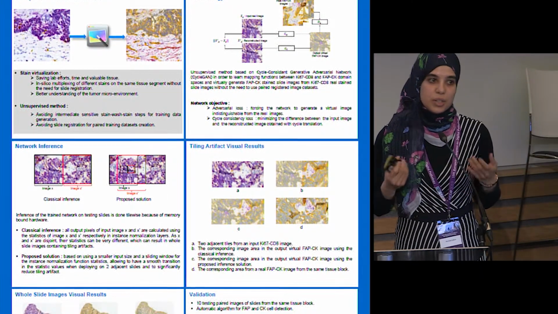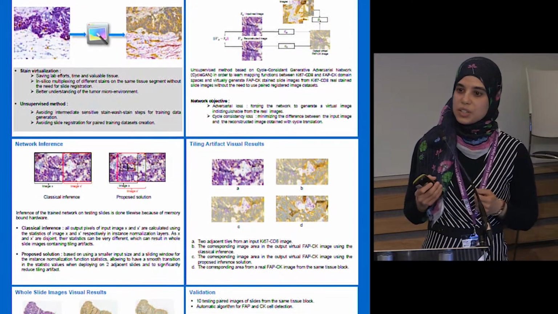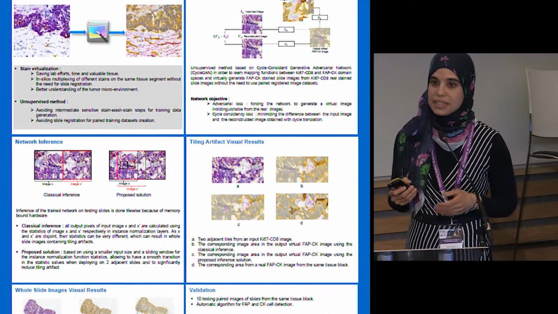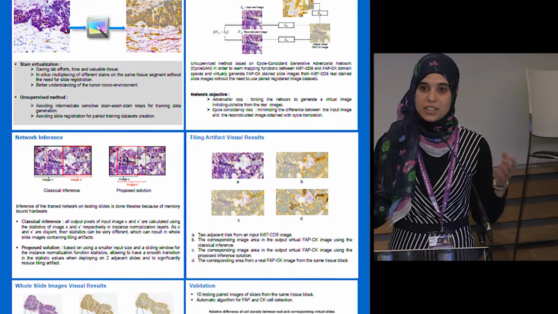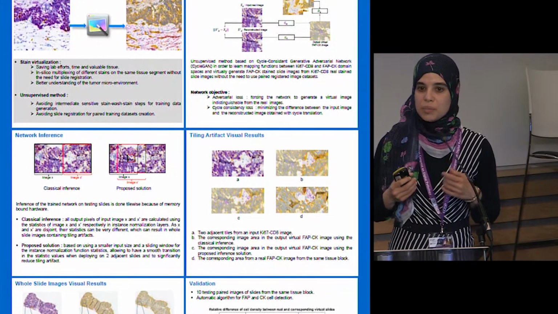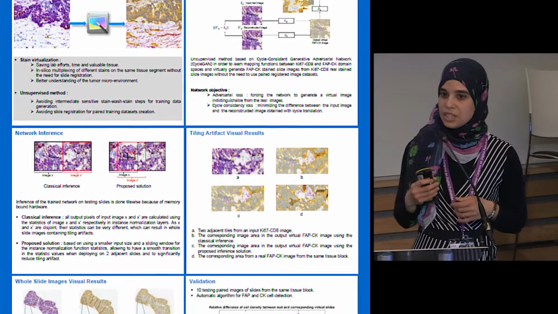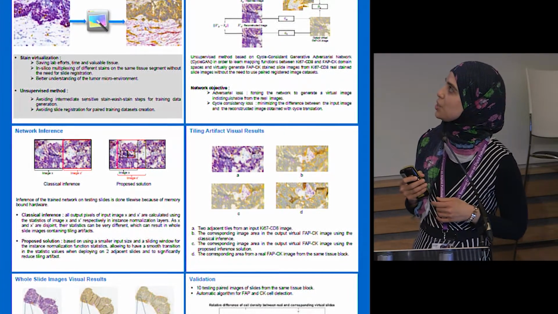Then, because of some memory limitations, the inference of the network was done tilewise. And this tilewise approach resulted in a tiling artifact in the reconstructed whole slide image because of the use of instance normalization layers in the CycleGAN architecture.